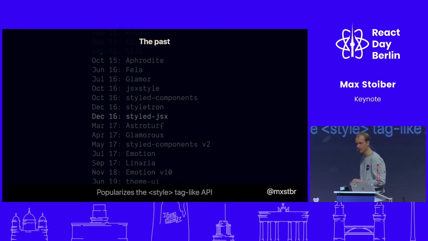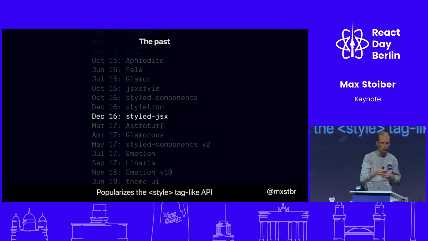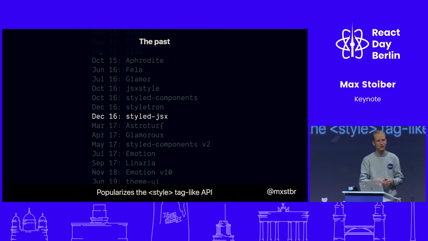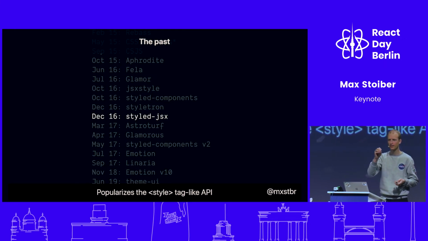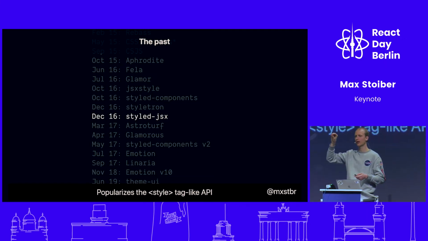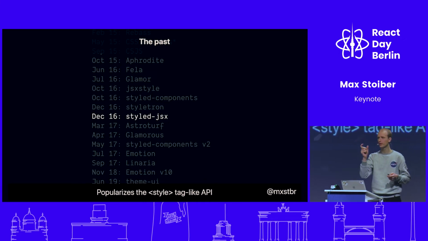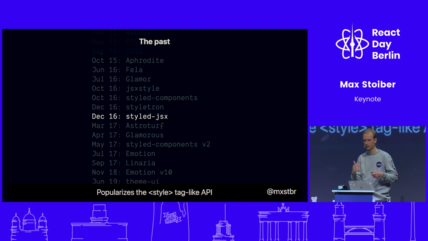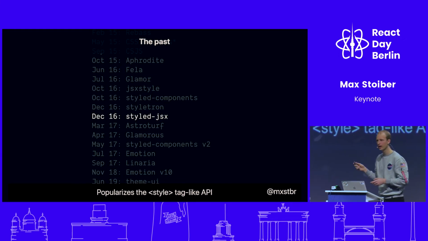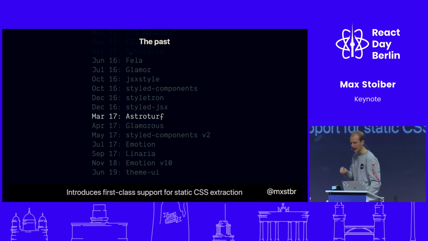We also got Style.jsx in December of 2016. Style.jsx popularized this sort of easy entry with a style tag-like API. So in your JSX, you just write a style tag and put class names in there. And those class names can refer to any other element in the same component. And Style.jsx will make sure to make all of the class names unique and stuff like that, just like any other CSS-in-JS library. This is great for easy entry. It's the same as if you were to write CSS in HTML, right? Just a style tag with some styles in it. Super nice.